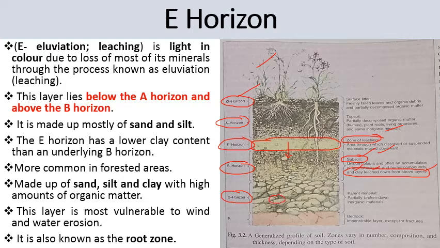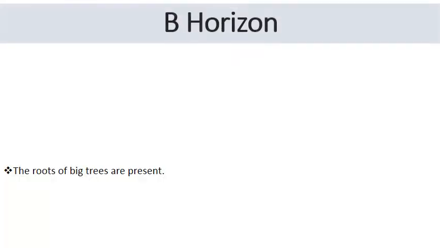Then below this horizon is the C horizon which contains the fragmented rock particles. So it contains the parent material partially broken down organic materials. Then finally comes the R horizon, which contains the bedrock or parent rock, which is partially degraded or is not degraded. So next comes B horizon.